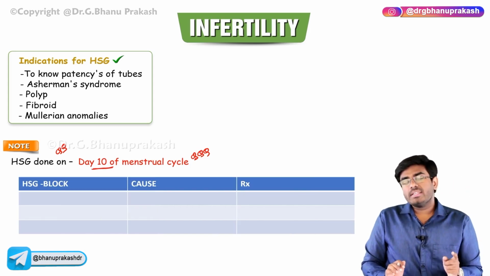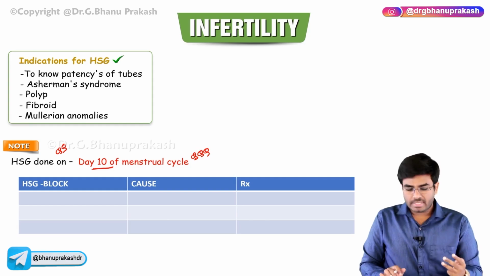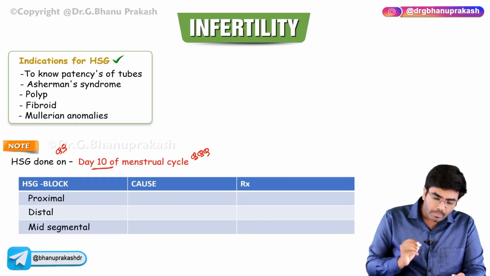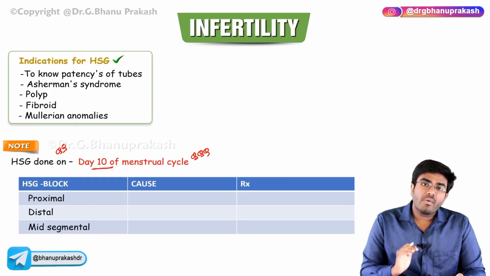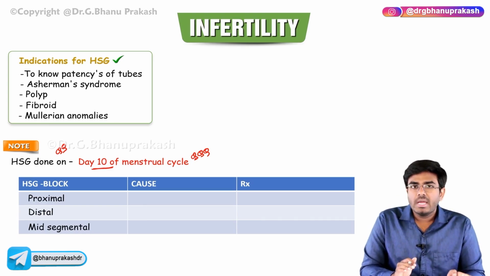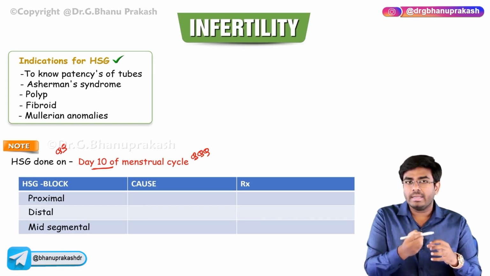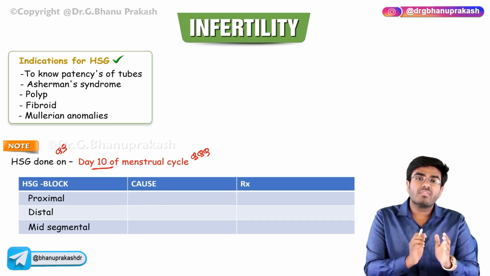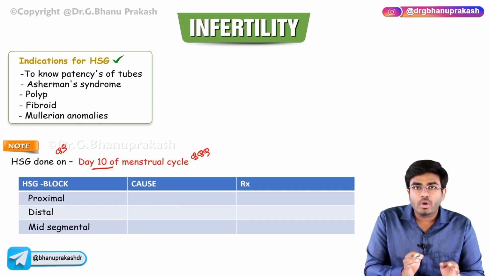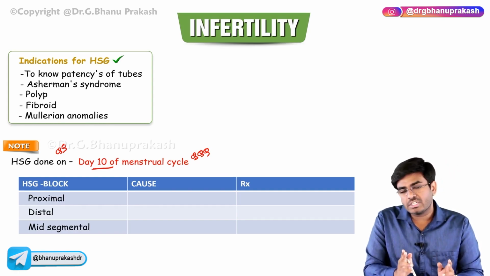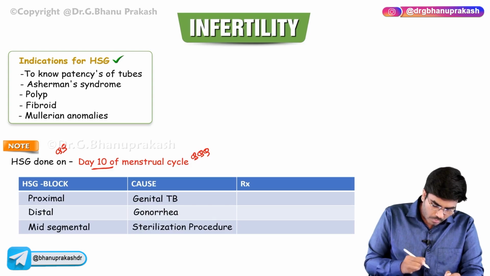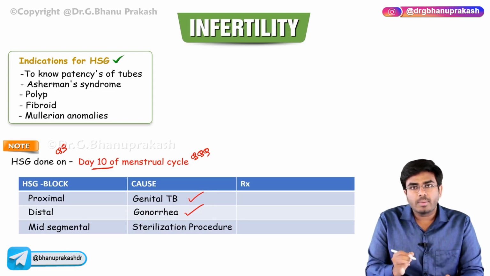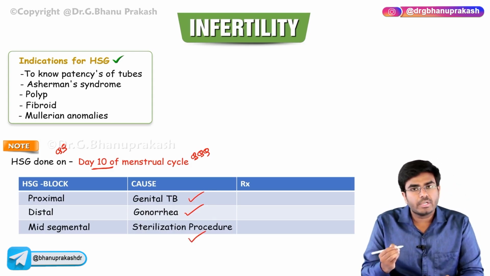Now after this, let's talk about the blocks. Guys, I have already told you in which places blocks can be there. There can be a proximal block, distal block or mid-segmental block. Now let's see what are the causes of a proximal block. The most common cause of a proximal block is genital tuberculosis, and most of the time the block in the distal end is because of gonococci. And if there is a mid-segmental block, meaning in the middle of the fallopian tube, most of the time this block is because of the tubectomy procedure or sterilization procedure by the doctor. So for proximal block the most common cause is genital TB, for distal block the most common cause is gonorrhea, and for mid-segmental block the most common cause is a sterilization procedure like a tubectomy.